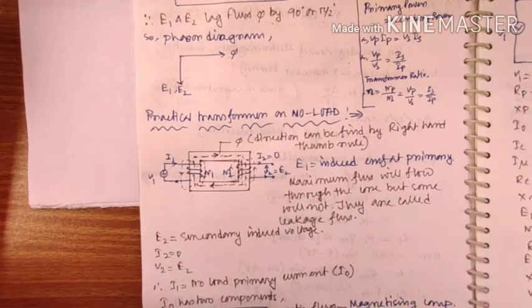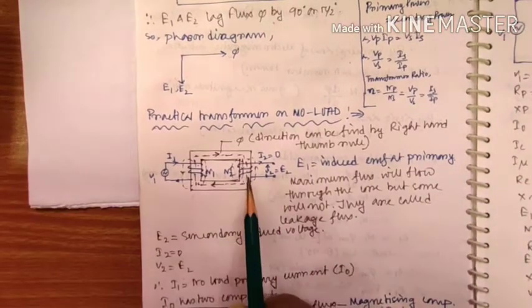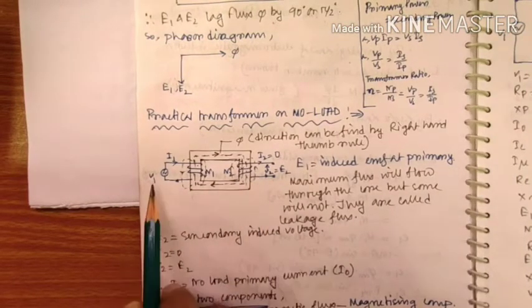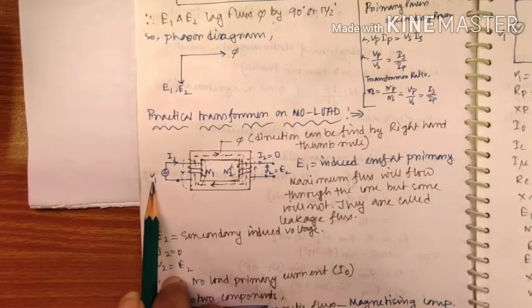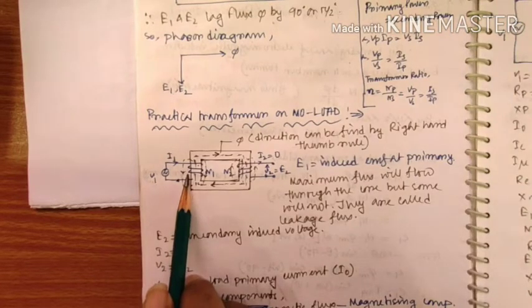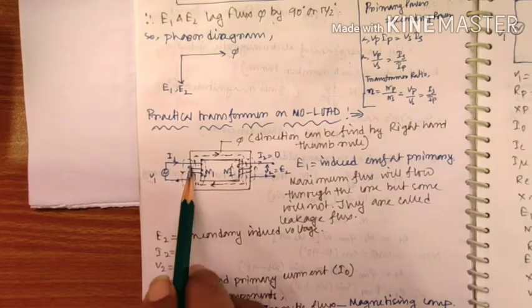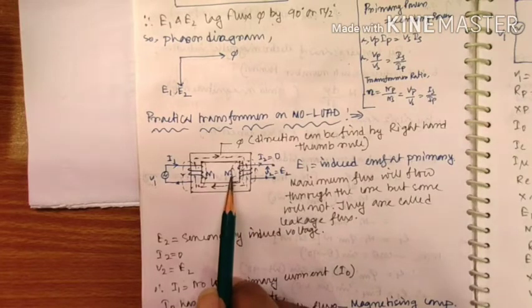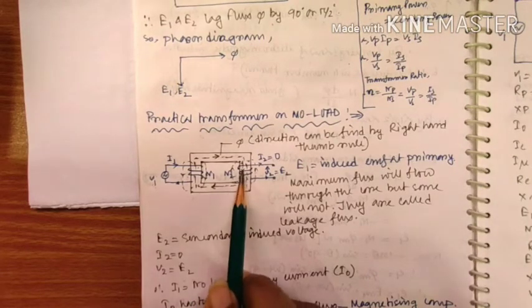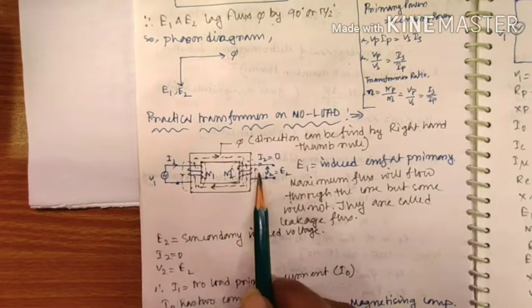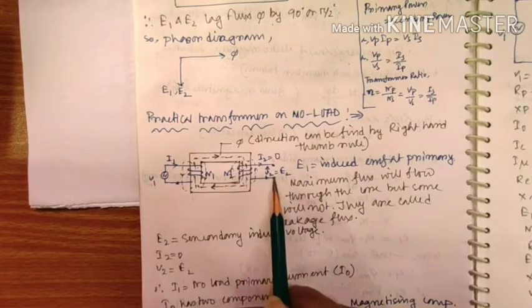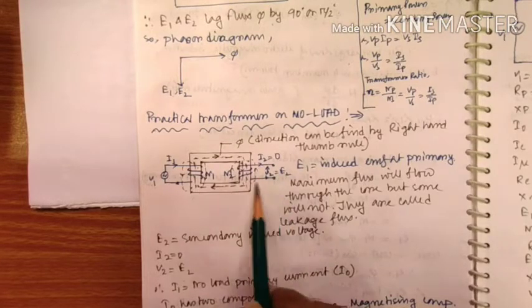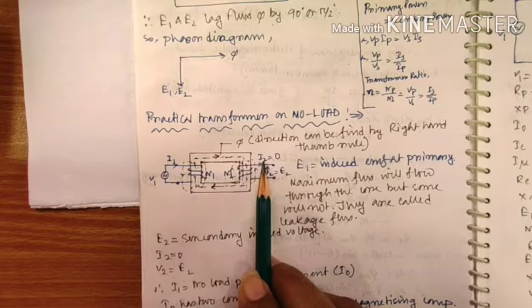So what happens? The secondary induced voltage, we assume that as E2. V1 is the given excitation to the primary. E1 is the induced voltage across the primary winding. The primary winding has a number of turns N1. The secondary winding has a number of turns N2. The secondary induced voltage is E2, and the secondary open terminal voltage is V2. As this is an open terminal, no current flows through it, so the secondary winding current I2 is 0.